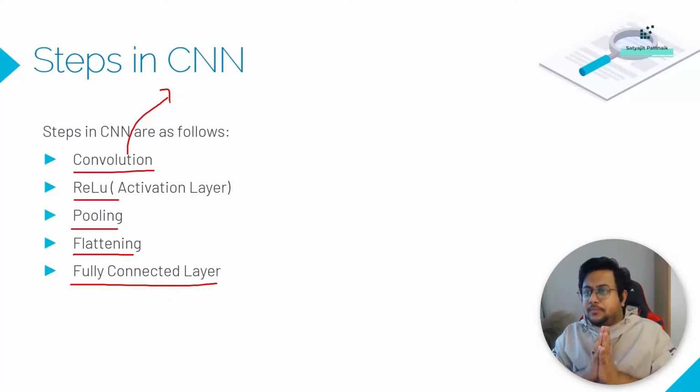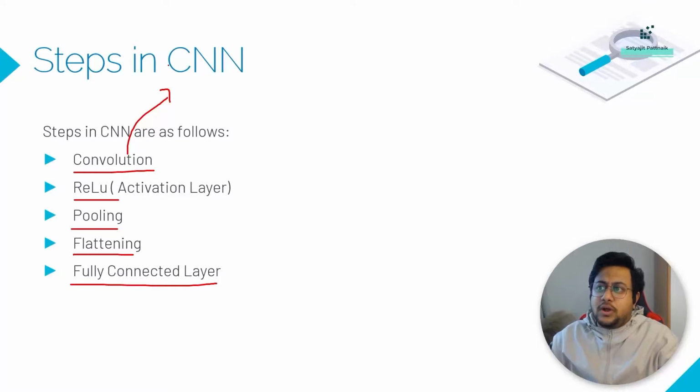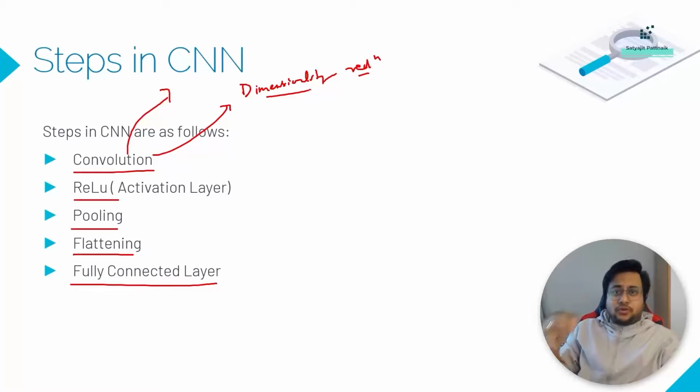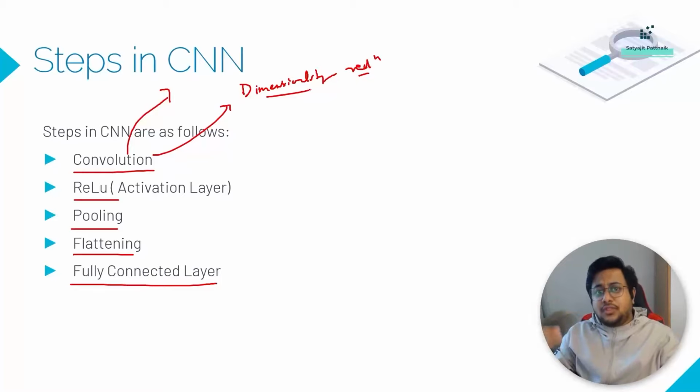Just imagine this way. We already know neural networks work exactly like our human brains, right? So convolution is one of the steps which is also called a dimensionality reduction step. What does that mean? That means in the step of convolution, we can reduce the number of features, but on the other hand, we keep the features intact. We keep the information intact.